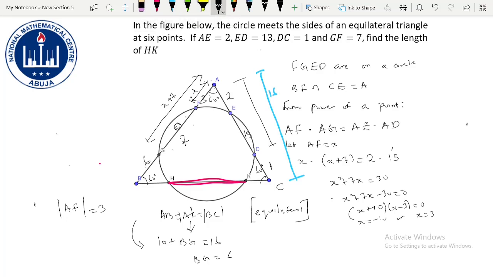Wow. Okay, so far so good. We are proceeding. We are not yet done. We still need to find HK. So how do we go about that? A reasonable way to move would still look like power of a point once again. So let's call the length of HK M.